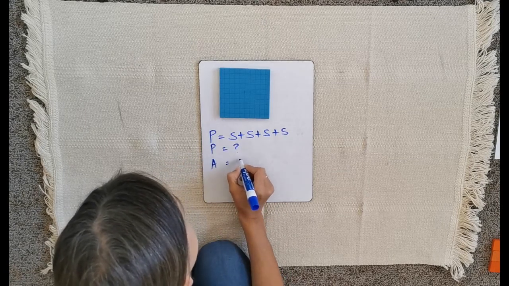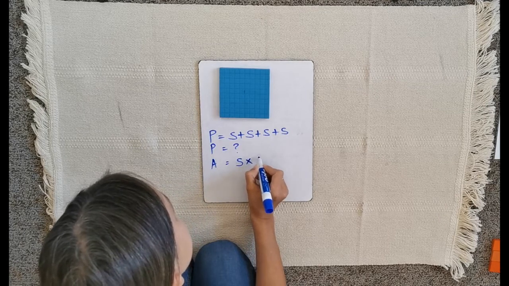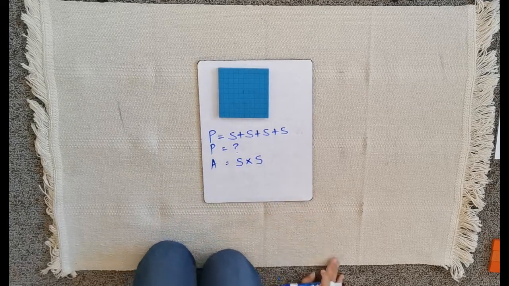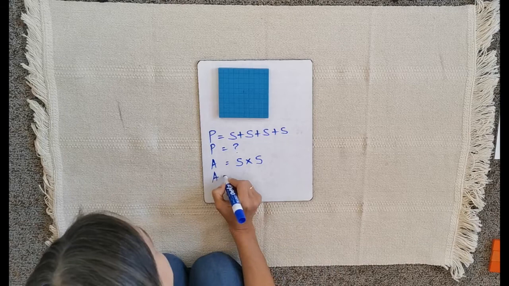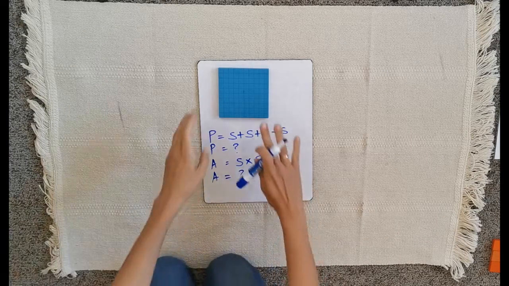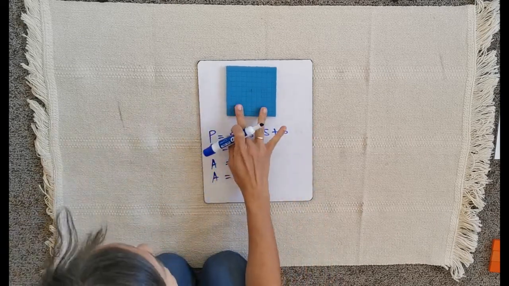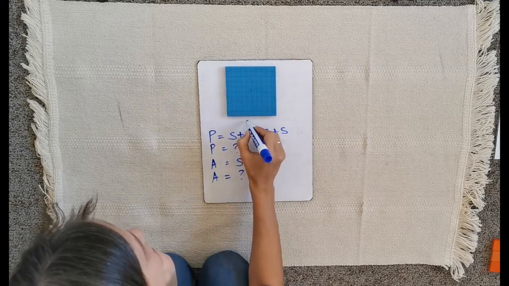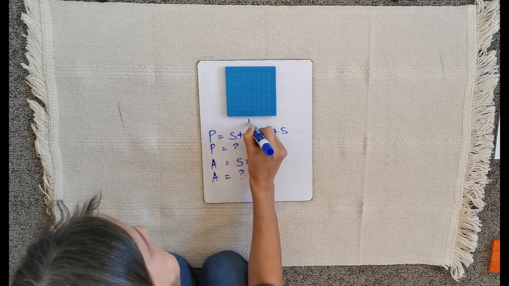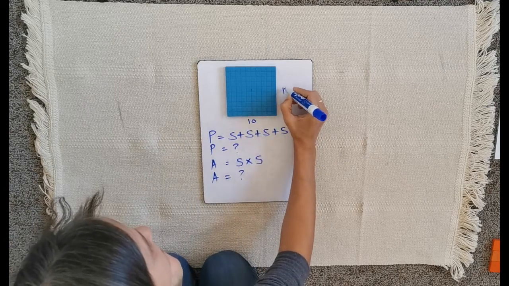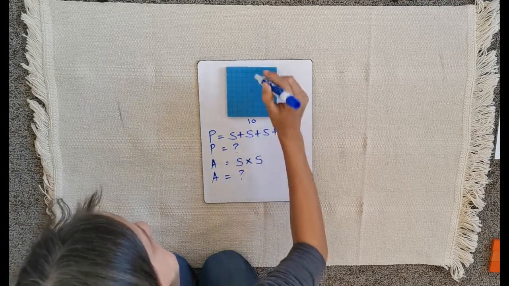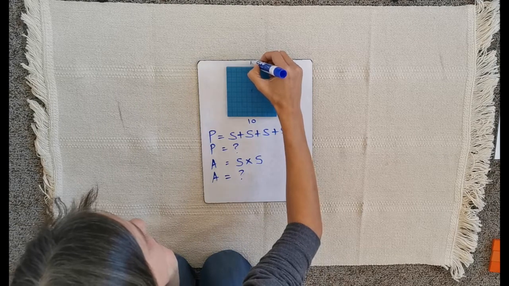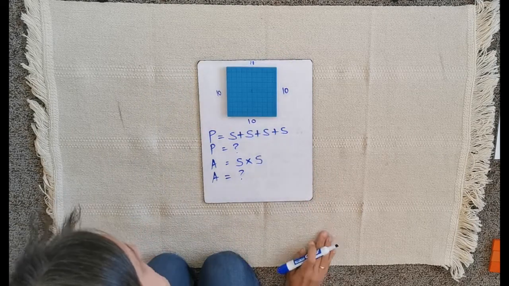Area, side times side. Okay? So how many units do we have here? You know that this is 100, so in this part we have 10, another 10 on the other side, 10 over here, and 10 over here.